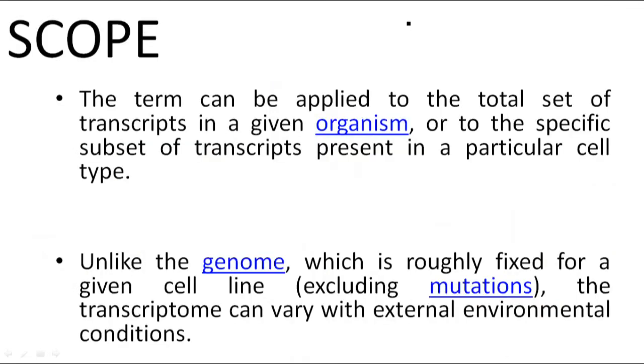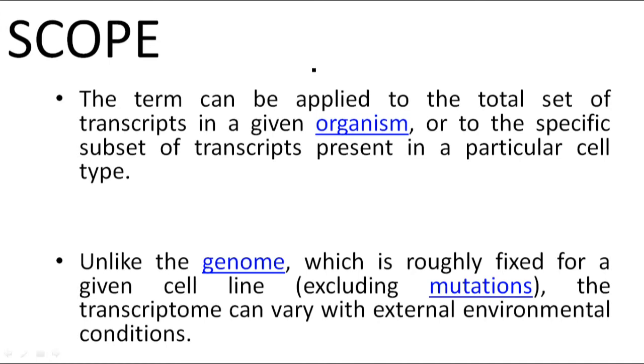Next, what is the scope of transcriptomics? It's a very important one. The term can be applied to the total set of transcripts in a given organism or to the specific subset of transcripts present in a particular cell type. In the previous lecture about DNA microarray, we compared two different types of cell, a normal cell and a cancer cell. There is a significant difference. That difference is the key identity to discriminate this is a normal cell and this is a cancer cell. So the scope of transcriptomics is to quantify the transcripts of a given organism or the subset of transcripts present in a particular cell type.